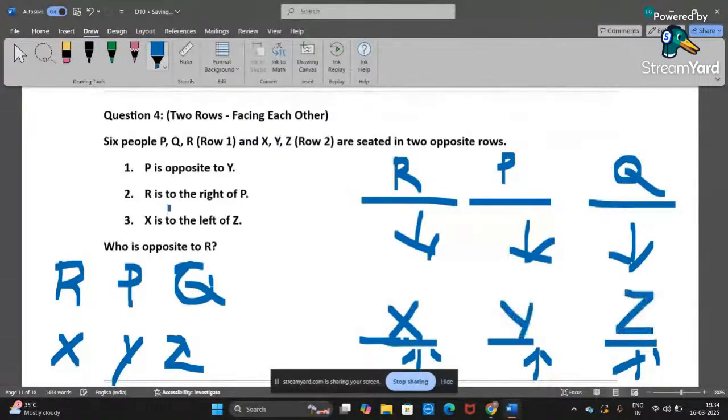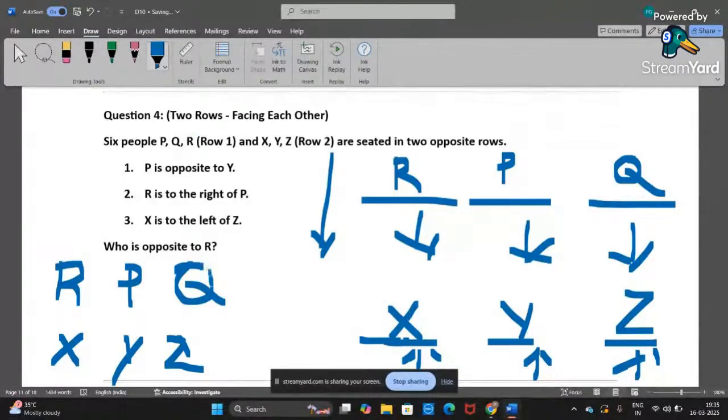Let us read the conditions. P is opposite to Y. Yes, they both are opposite to each other. R is to the right of P. They are facing towards this side, so R is to the right of P, right? P's right side means this side, so it is placed here, correct? X is to the left of Z. They are facing upwards, so left side means this side. So obviously it should be placed here.